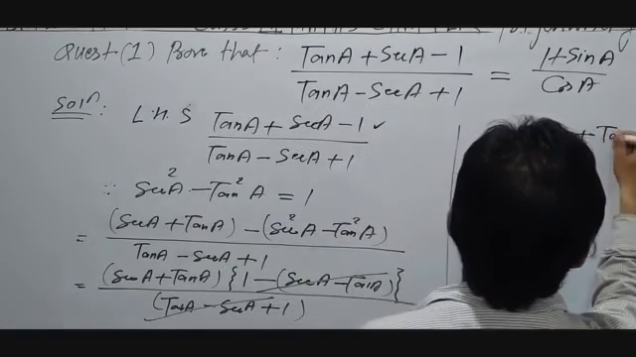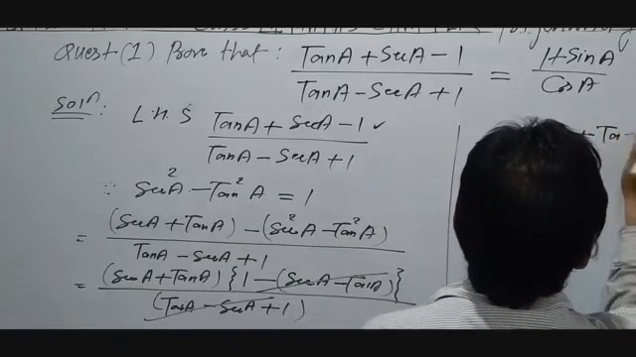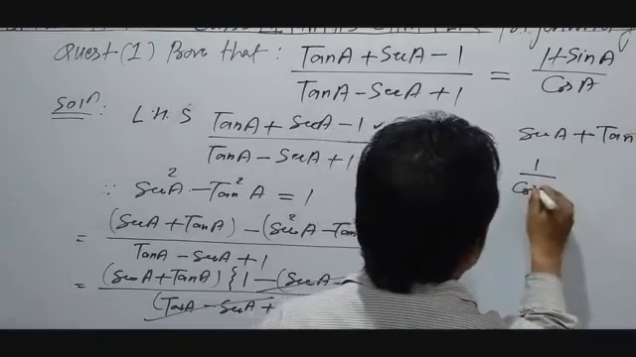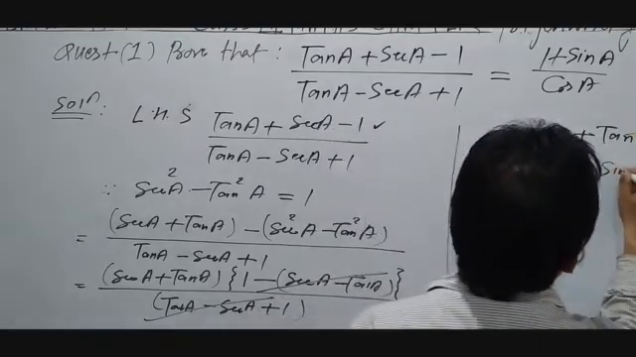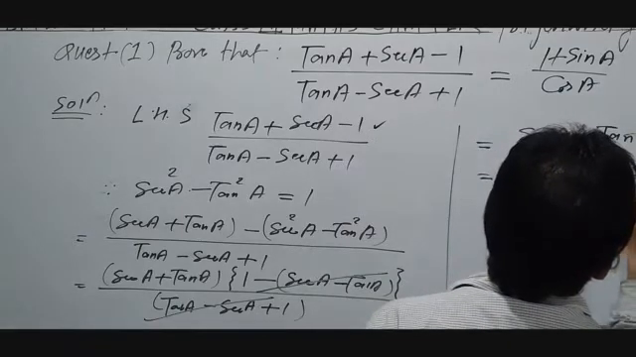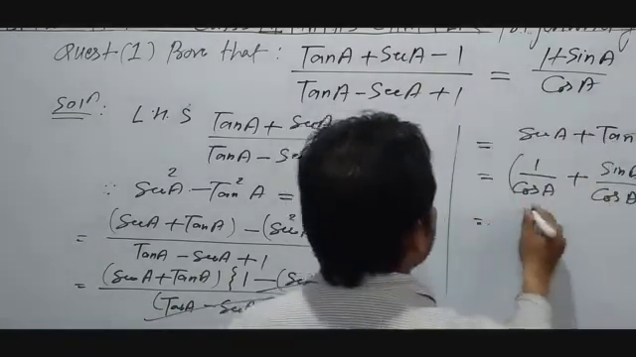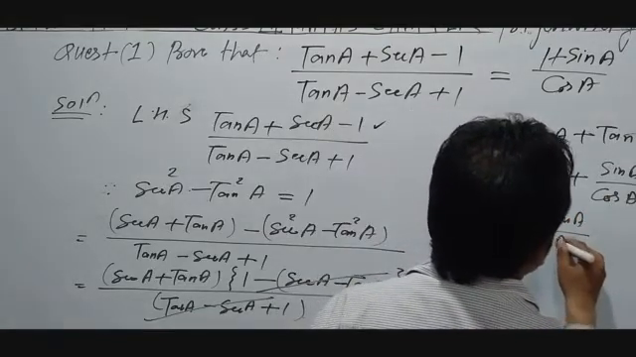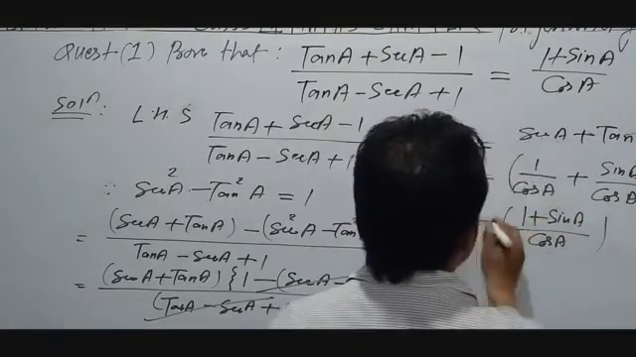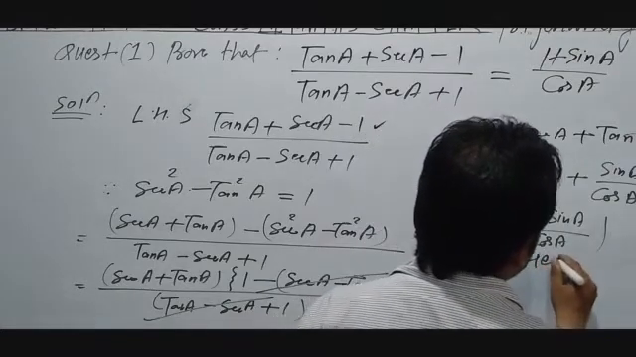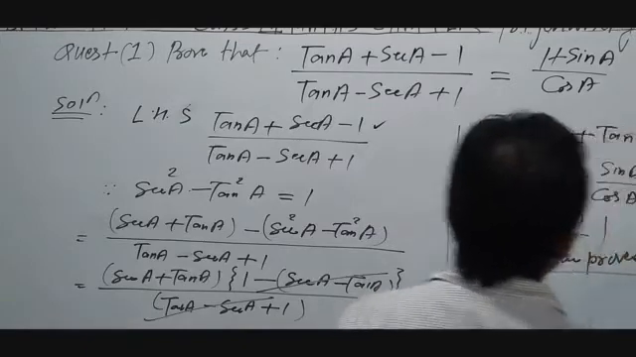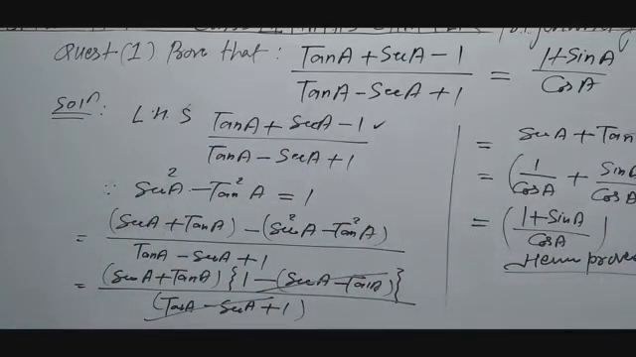Now the result will be sec a plus tan a, and this one we can write as 1 upon cos a plus sin a upon cos a. Now (1 plus sin a) upon cos a, hence proved. Now see, this is the completed question.